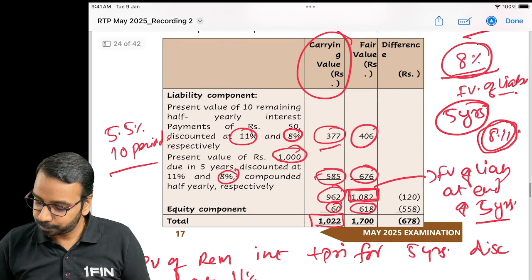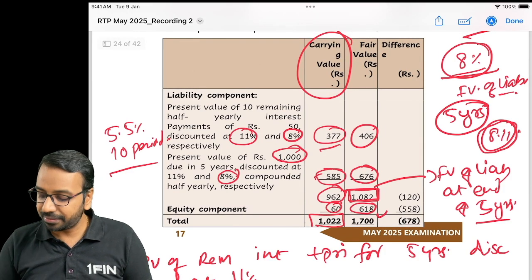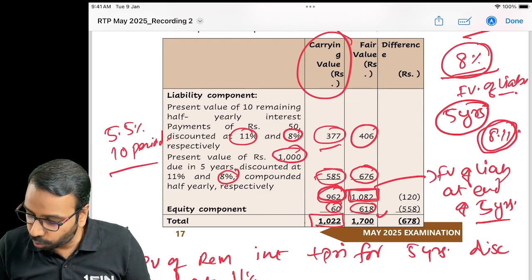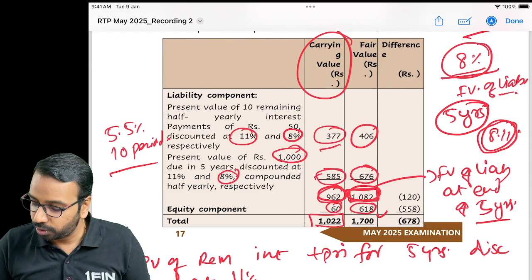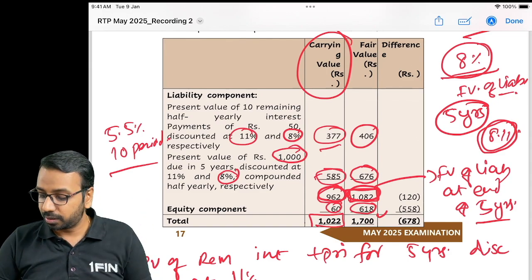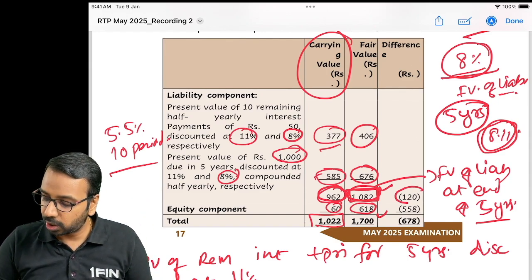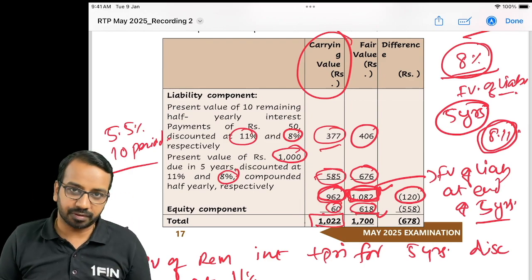Alright. Now we have paid 1700 and bought back. Means what? Against 962 we have paid 1082. 962 is the carrying amount. We have paid 1082. There is a loss of 120. Again, against 60 we have paid 618, so we have paid 558 extra.